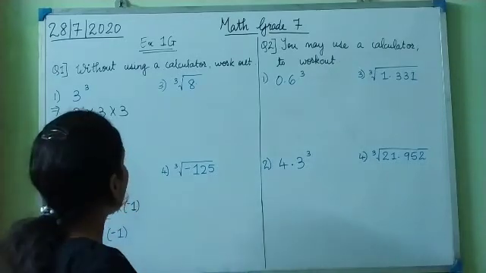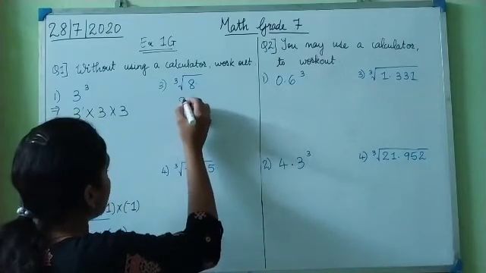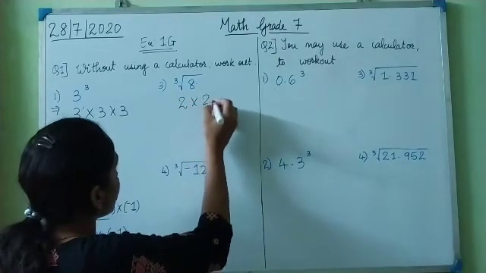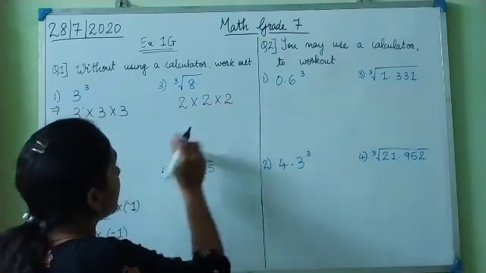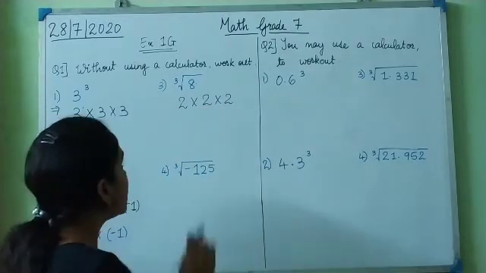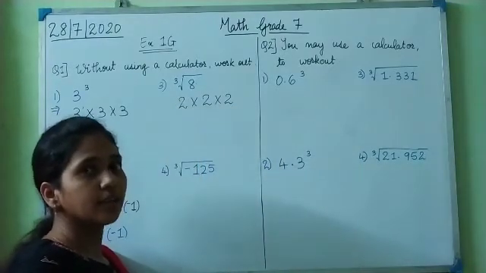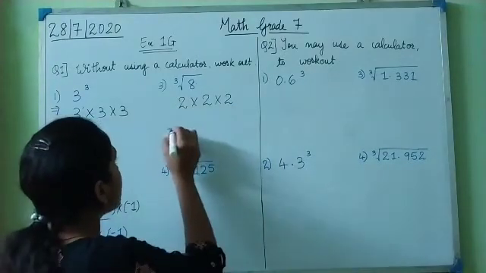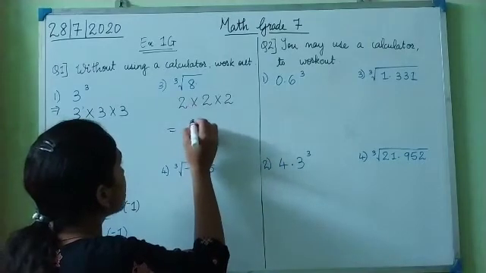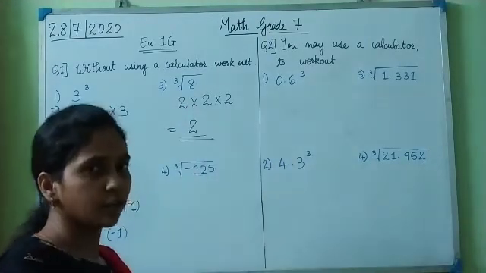Okay. So if we are multiplying 2 to itself 3 times, we get 2 into 2, 4. 4 into 2 is 8. That means which number after multiplied to itself 3 times gives me 8? 2, right? So the answer, cube root of 8 is 2.